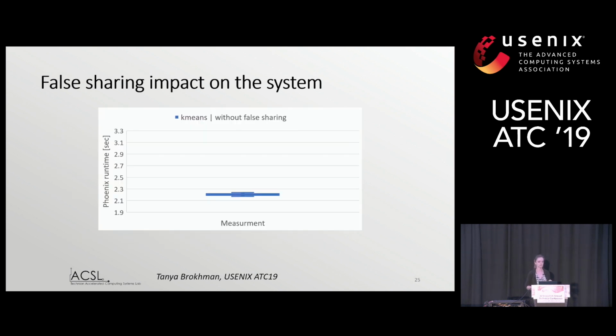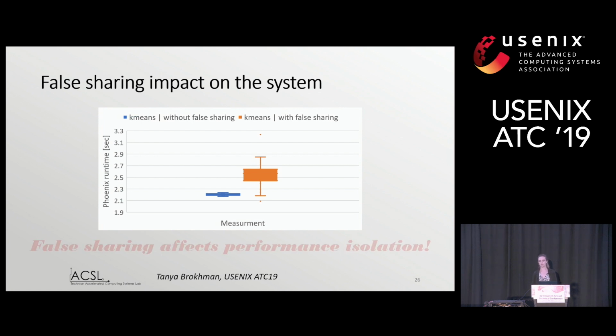So we ran 2 tests. In the first test, we just ran k-means on the 4 cores we allocated for it, and we measured its runtime. Of course, it's constant, right? What we did next is we ran our false sharing in parallel to k-means. Now, what we expected to see is that the k-means runtime would remain constant as well, right? Because it's running on different cores. But to our surprise, this was not the case, and performance isolation was affected due to false sharing.